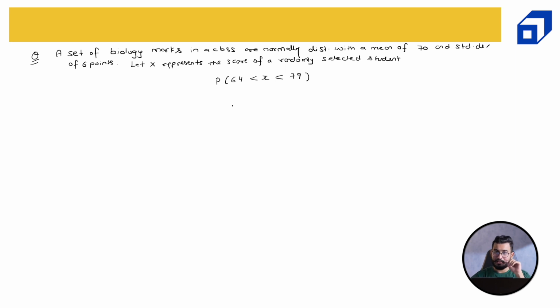Now this question is very simple to solve. We just need the properties that we have learned. Let's create the normal distribution first of all. This is my normal distribution. The mean is 70. The standard deviation is 6, which basically means I'll go one standard deviation below, so I'll get 64, one standard deviation above, so I'll get 76. 2 standard deviations below, 58. 2 standard deviations above, 82.